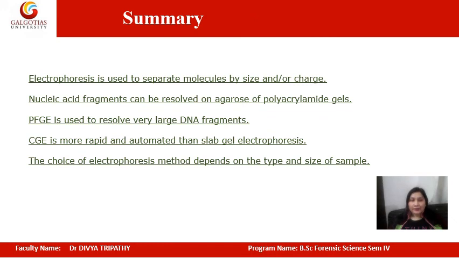Now let's summarize electrophoresis. Electrophoresis is a technique used to separate molecules on the basis of their different size and charge. Nucleic acid fragments can be resolved on agarose or polyacrylamide gels. PFGE is used to resolve very large DNA fragments. CGE is more rapid and automated than slab gel electrophoresis, and the choice of electrophoresis method depends on the type and size of the sample that we are going to separate.